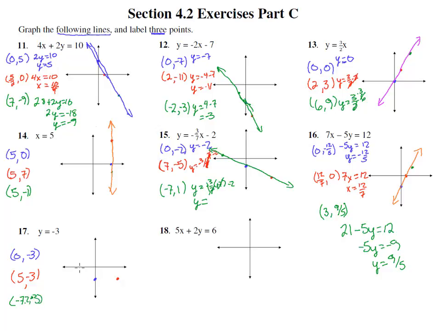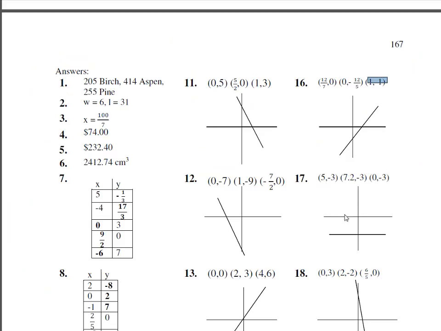So negative 7.2, I don't know where it is, but it's at negative 3 right down there for the y. And that gives us a horizontal line. It's good to note right there. Horizontal lines look like y equals something, and vertical lines look like x equals something. And there we have number 17 with the straight across at negative 3.